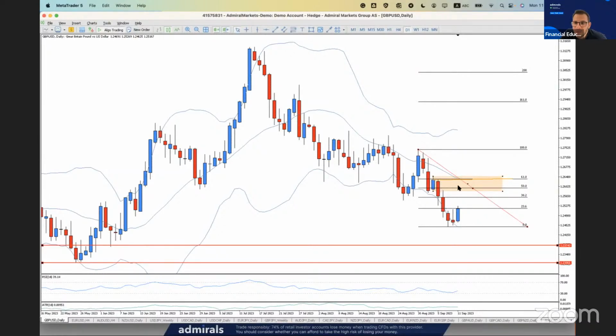It aligns with this order block here. So I will delete this order block. Really, I don't need it. Or I will just keep this tiny area. I'm not interested to sell the pound at 50%. I'm interested to sell it at 61.8.